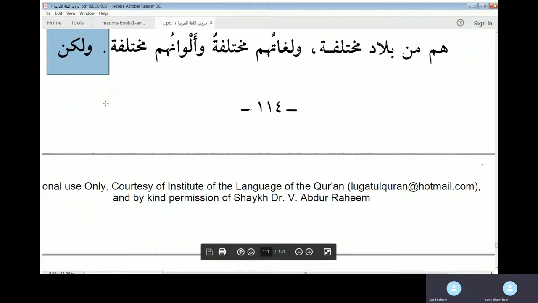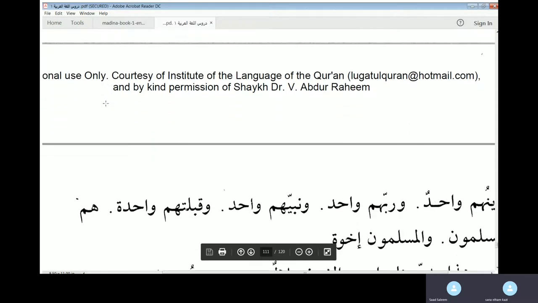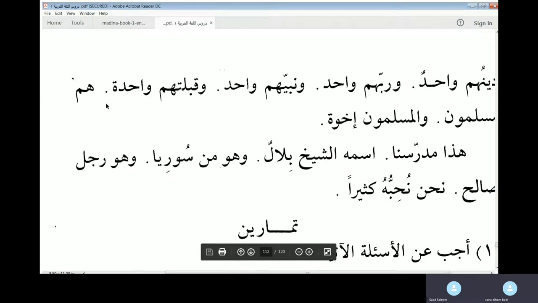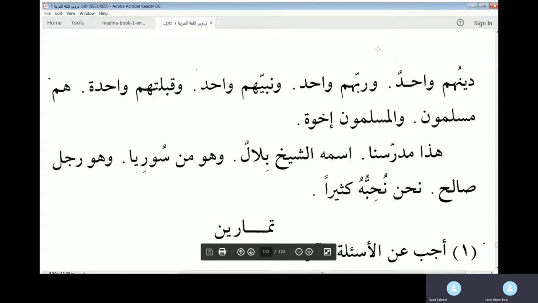Walakinna dinuhum wahidun. But. Is walakinna one word or different words? It is composed of three words, but you will study that in the second part of this book. So at the moment, walakinna, but. Walakinna dinuhum wahidun, but their religion is one. Their religion is same.